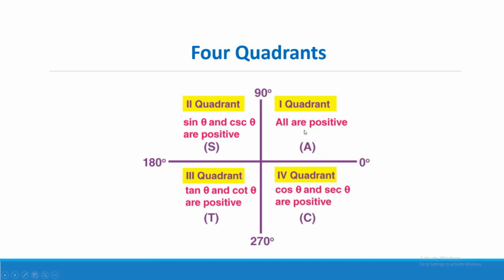which means that in quadrant 1, all trigonometric functions are positive. In the second quadrant, sine theta and cosecant theta are positive, while in the third quadrant, tangent theta and cotangent theta are positive. And in the fourth quadrant, cosine theta and secant theta are positive.